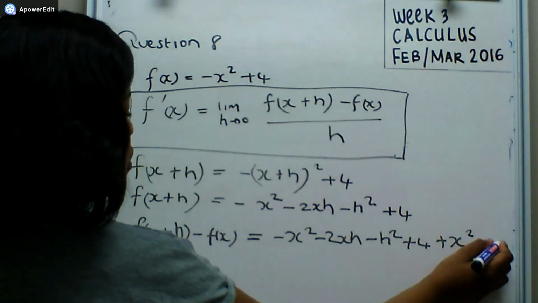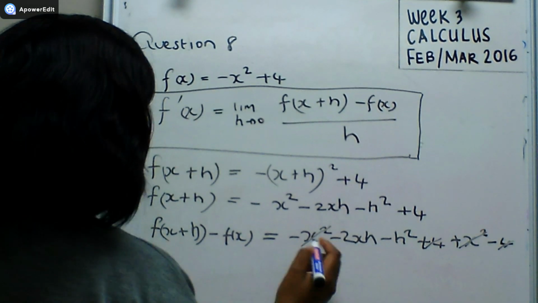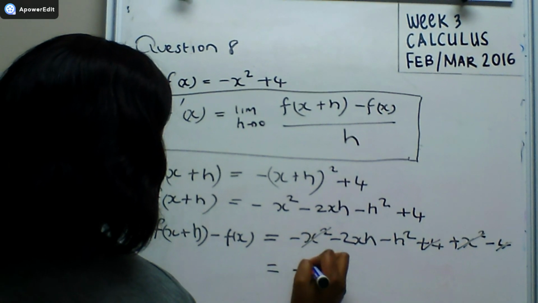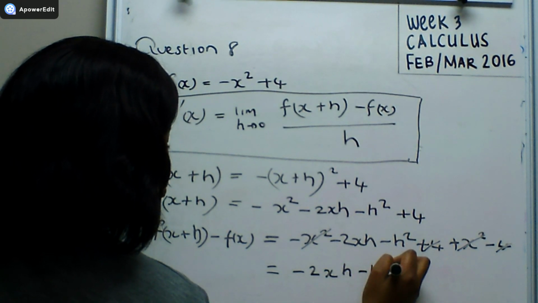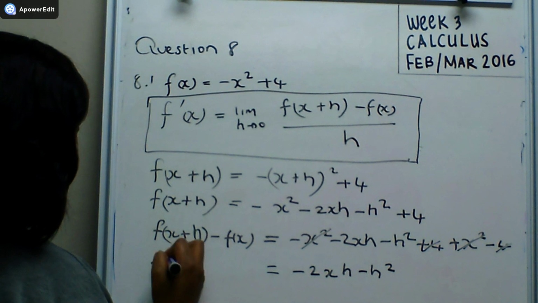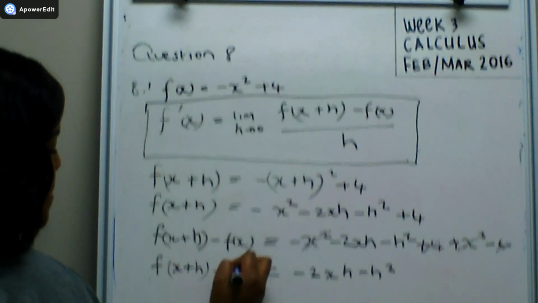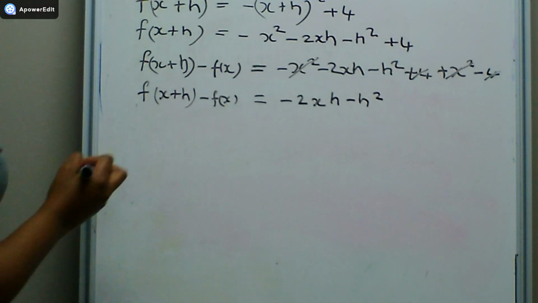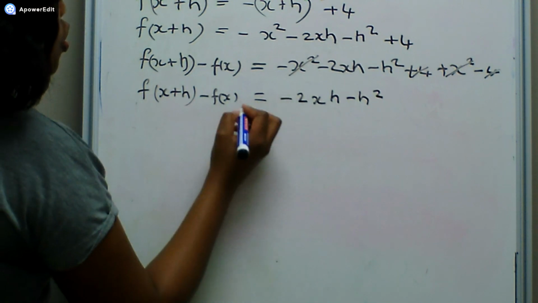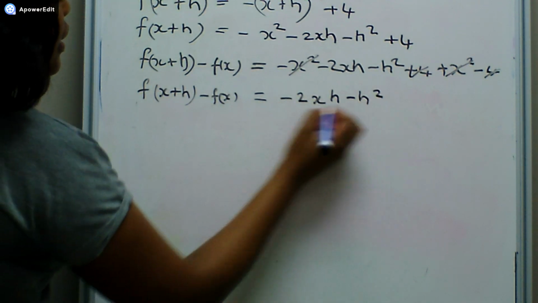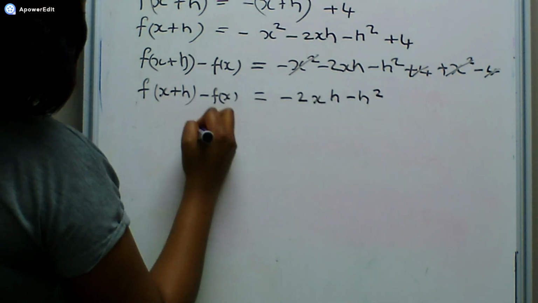So now you can see that 4 cancels out with the other 4 and the x squared goes with the other x squared. So what you want from this step is that you should be left with h in each term, you should have h with each term. Yeah, that's the correct word. So as you can see, it's minus 2xh minus h squared. So I have h on both terms. Then you can proceed to the next step.